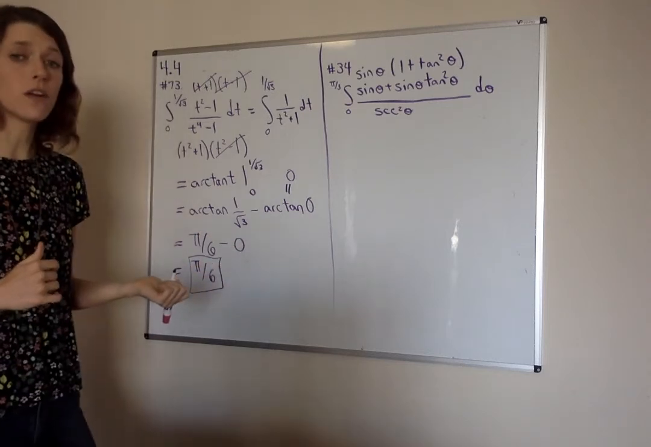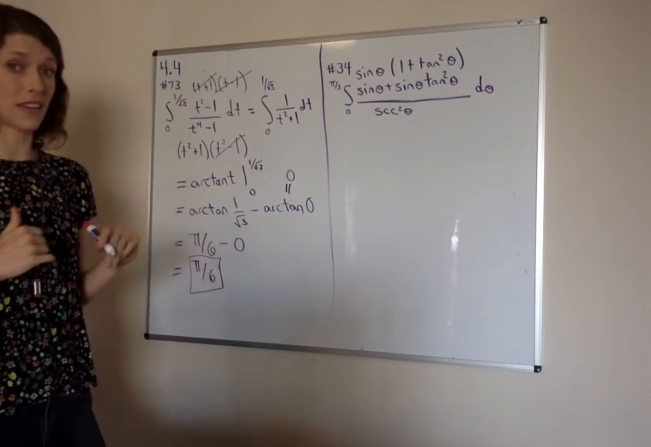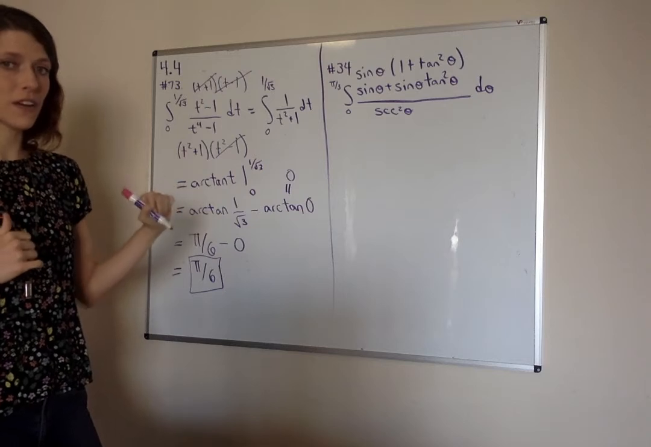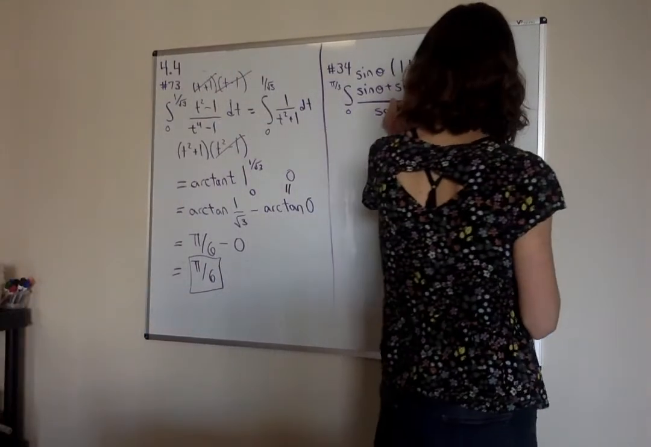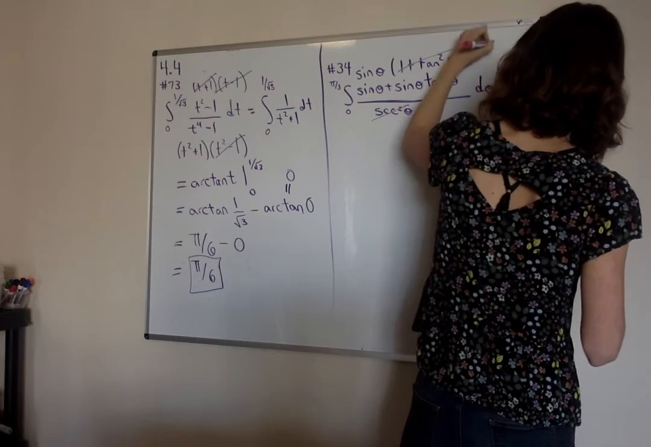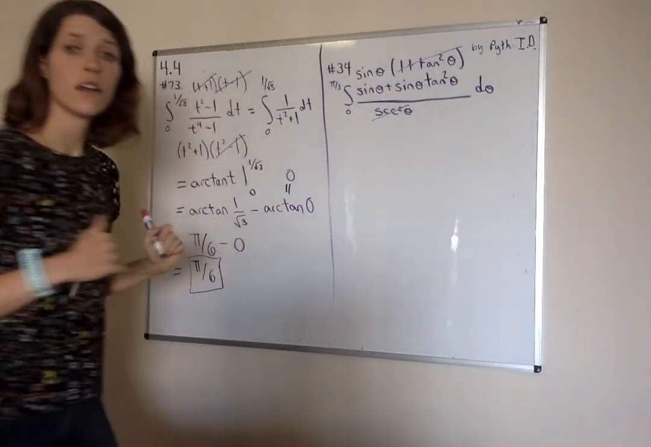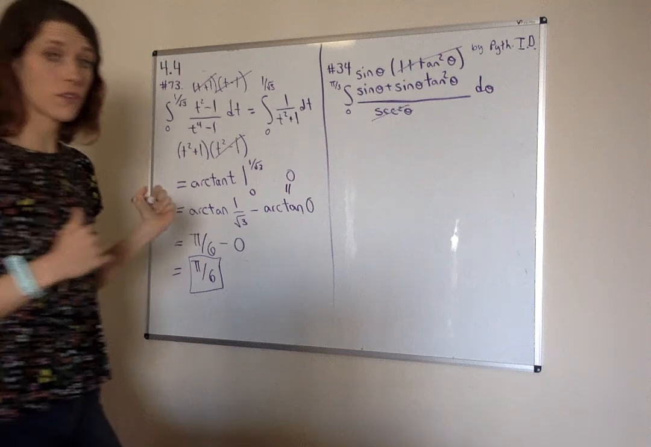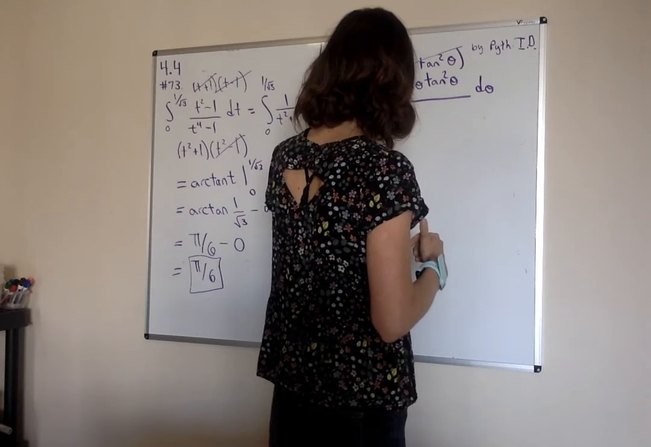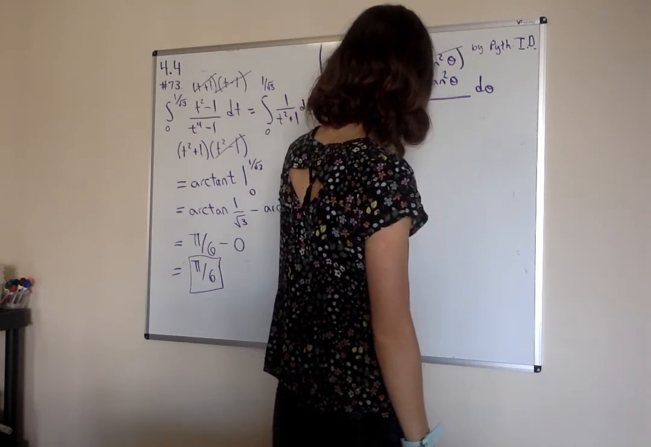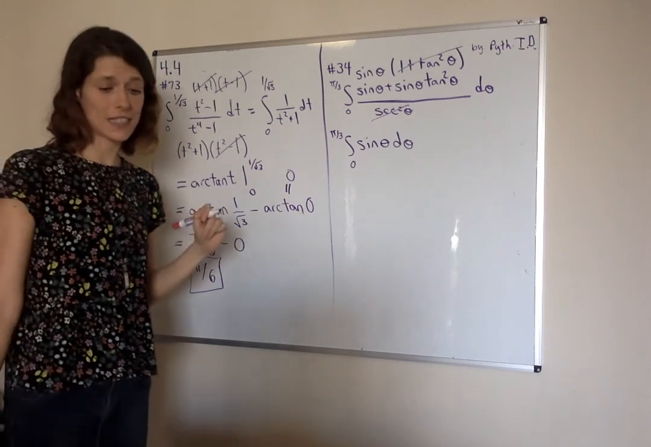Now you should recall that one of your Pythagorean identities is that 1 plus tangent squared theta is actually equal to secant squared theta. So the 1 plus tangent squared in the numerator can cancel with the secant squared in the denominator by that Pythagorean identity. So now I have the integral from 0 to pi over 3 of sine theta d theta. The function whose derivative is the sine of theta is the negative cosine of theta.